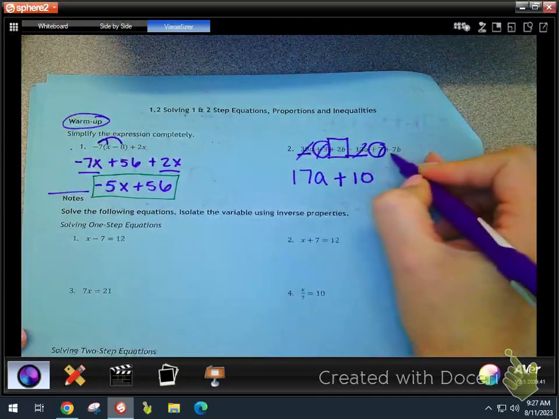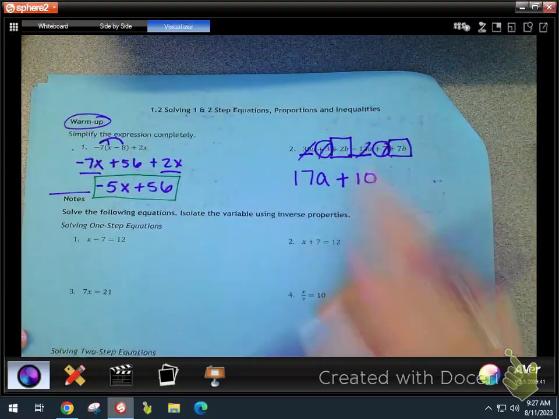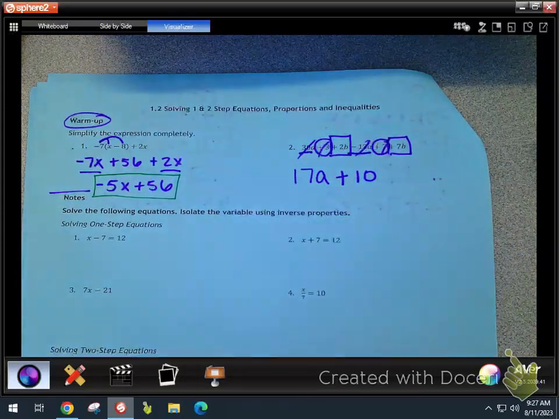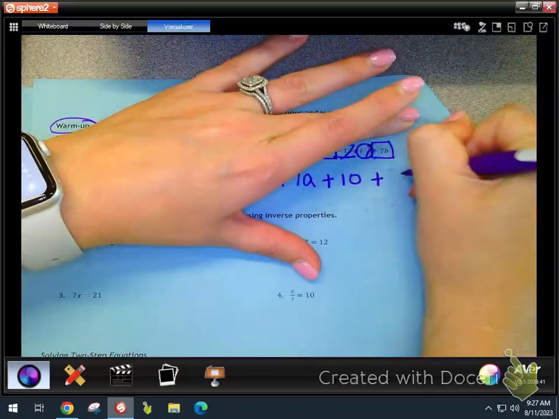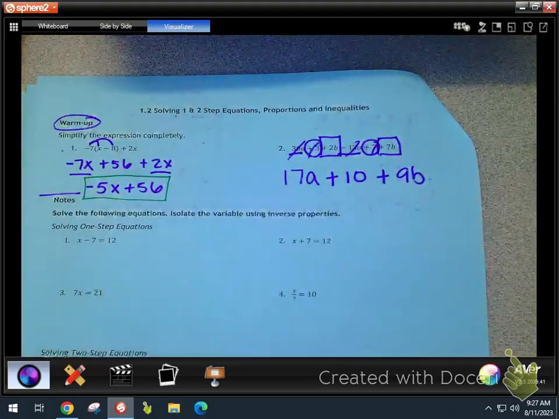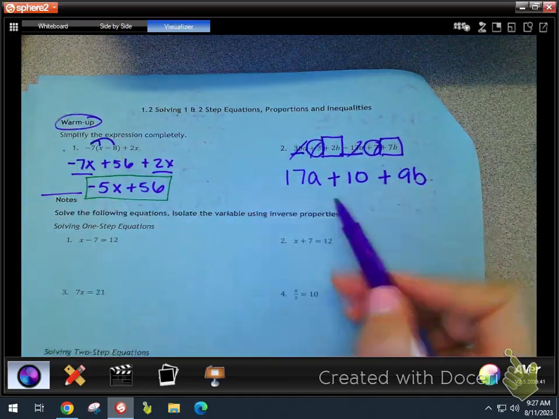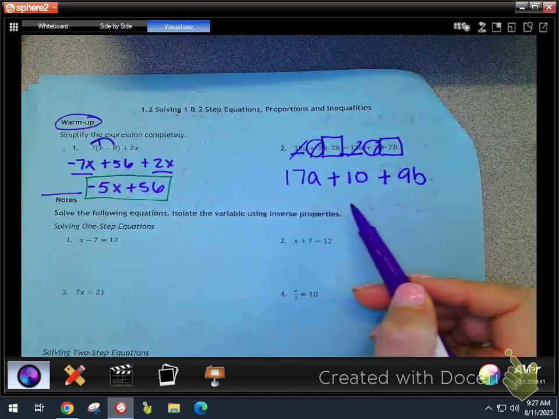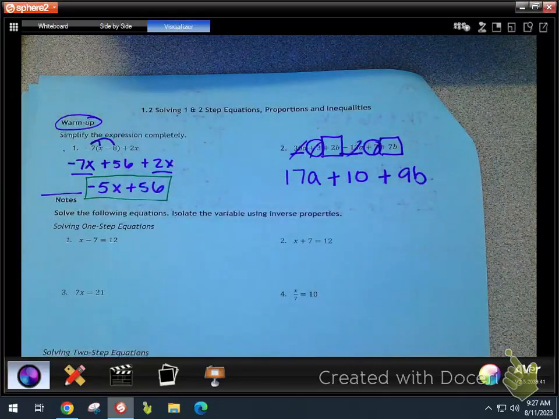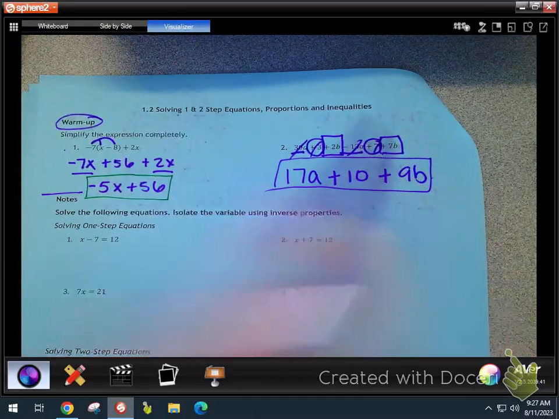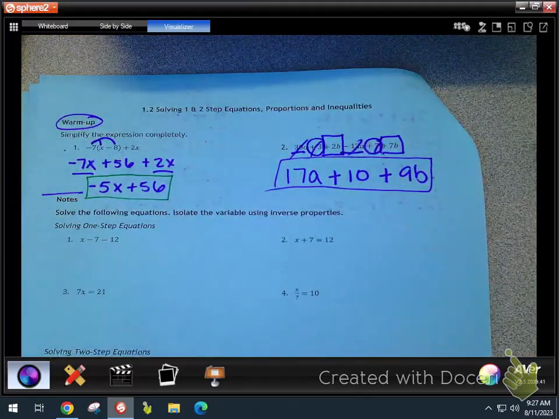Last guy, B. I'm going to put boxes around the B's with the signs. 2B, positive 2B, plus 7B is 9B. So plus 9B. You can swap the order of those. I usually go left to right, but it would still be right if you said 9B plus 17A plus 10, or if you want to put the 10 in the front. Whatever works for you. But sometimes I feel like y'all are seeing those ones with multiple sets of like terms. Doesn't necessarily mean it's harder just because it's longer. All you got to do is 3 additions and you were done there.